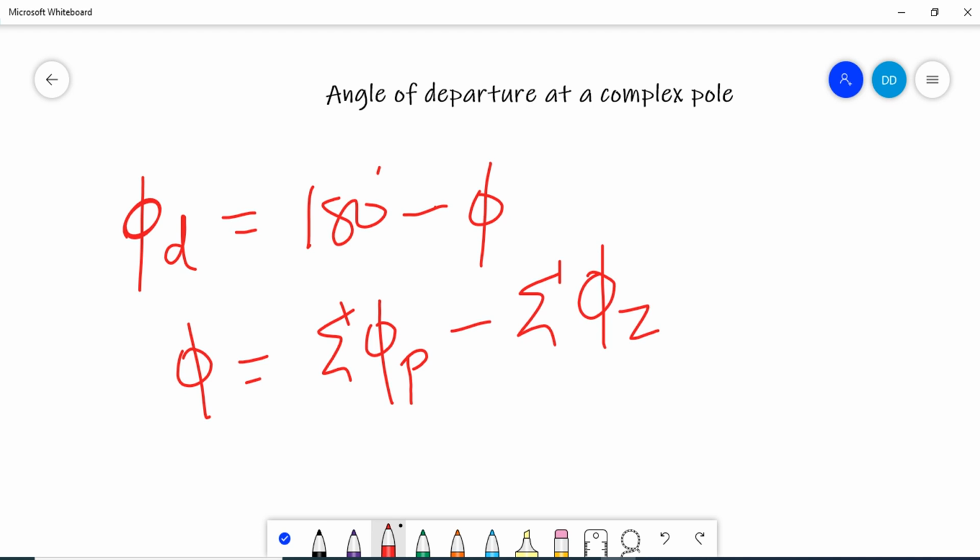So we need to find this first, and then we can find the angle of departure for a complex pole. Similarly, if you have a complex zero, we have to find the angle of arrival, because the branch starts from a pole and terminates at a zero. So we need to find the angle of arrival at a complex zero.